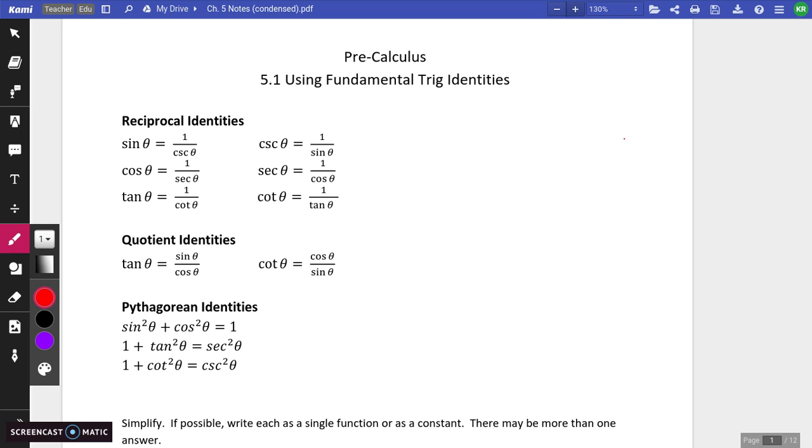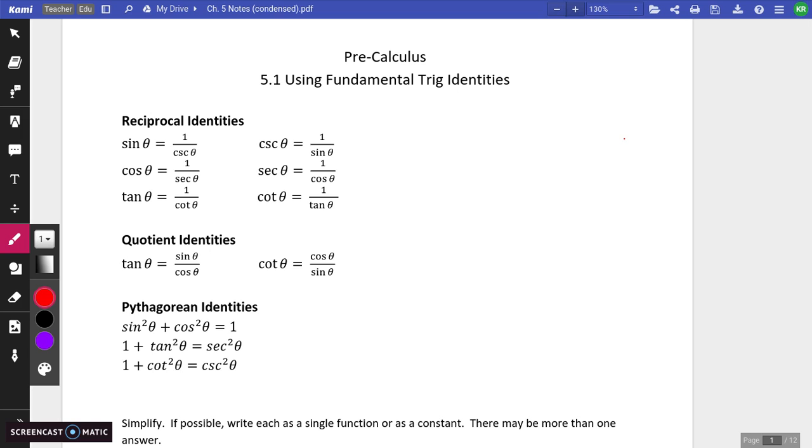Okay, so we're going to start out with looking at these reciprocal identities. So you know that the reciprocal of sine is cosecant. So therefore, the reciprocal of cosecant is then sine. So 1 over cosecant is just another way of saying the reciprocal of cosecant, or sine. So those two things are equivalent. Similarly with cosine, the reciprocal of cosine is secant. So if I do the reciprocal of secant, that takes me back to cosine.